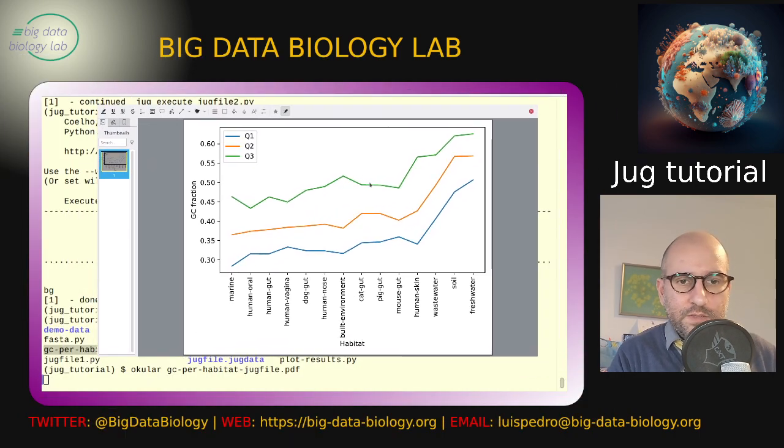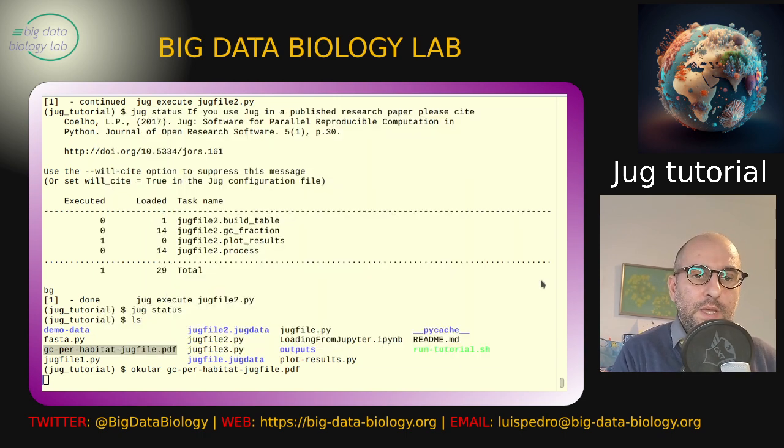So you can see that at least in this joke data set, wastewater does have a little bit higher GC content than for example, the marine environment. So again, please do not take this seriously as a result, but please take JUG seriously. I developed it just for my usage, and it's become one of the most essential tools in my workflow.